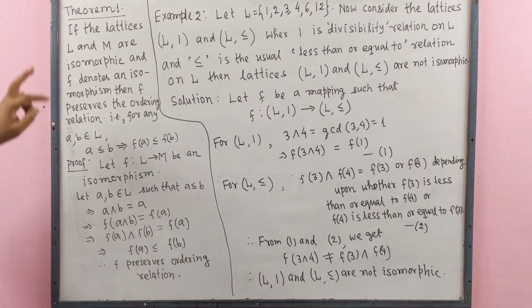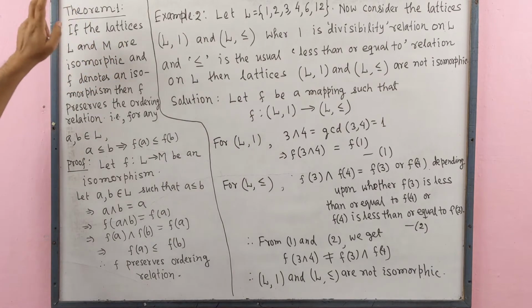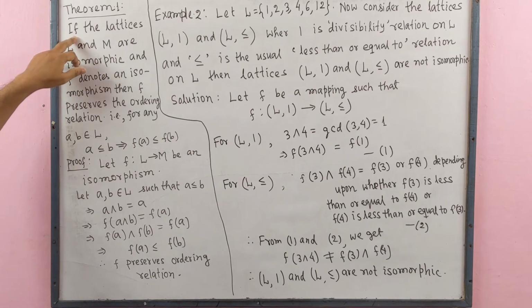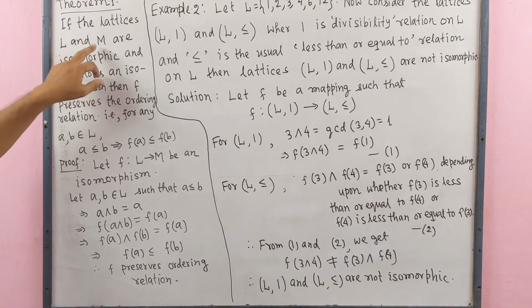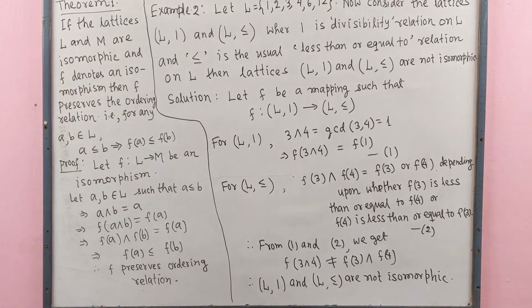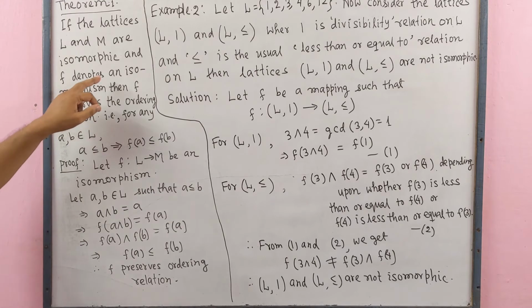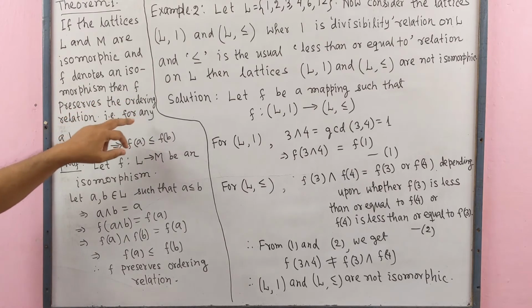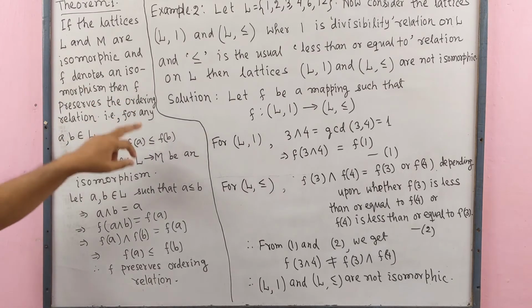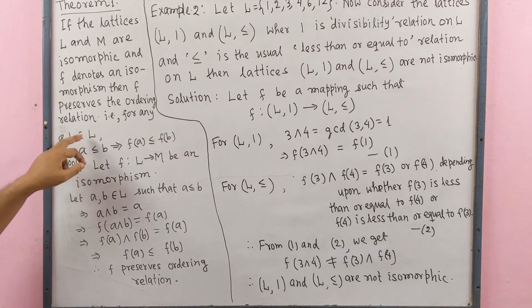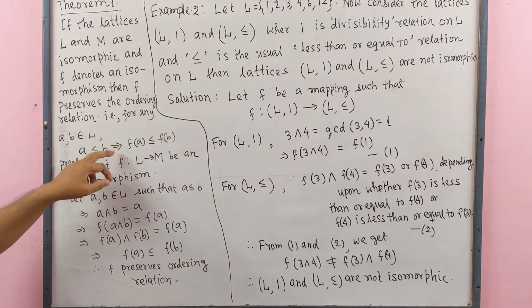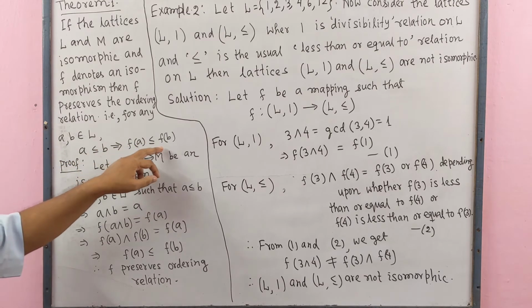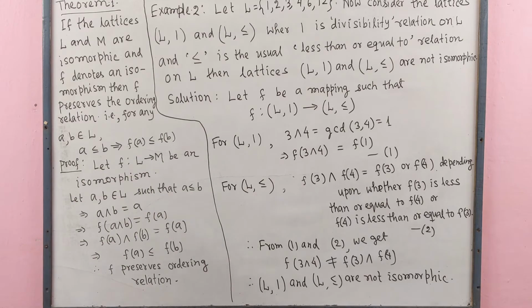Now we prove a theorem, theorem 1. Statement of the theorem is, if the lattices L and M are isomorphic and F denotes an isomorphism, then F preserves the ordering relation. That is, for any A, B belong to L, A less than equal to B implies that FA less than equal to FB. We shall have to prove this.